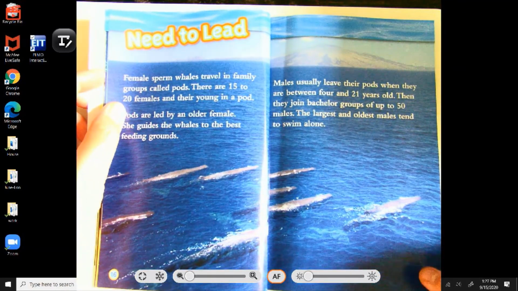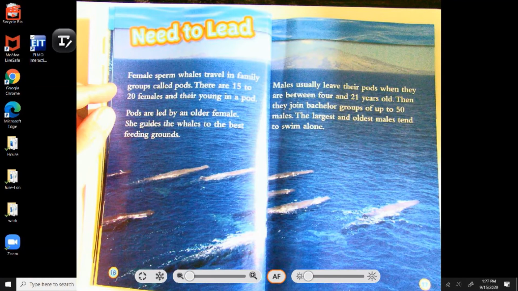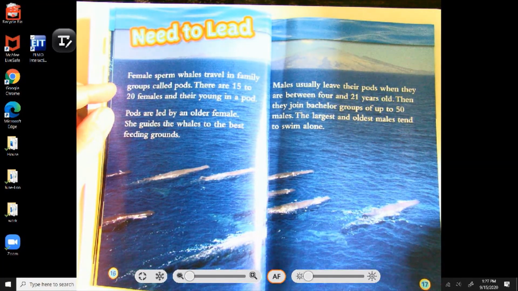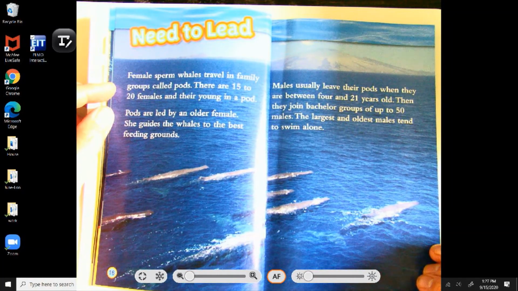Our next chapter, Need to Lead. Female sperm whales travel in family groups called pods. There are 15 to 20 females and their young in a pod. Pods are led by an older female. She guides the whales to the best feeding grounds. Males usually leave their pods when they are between 4 and 21 years old. Then they join bachelor groups of up to 50 males. The largest and oldest males tend to swim alone.